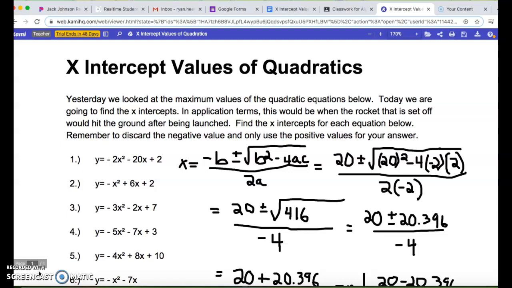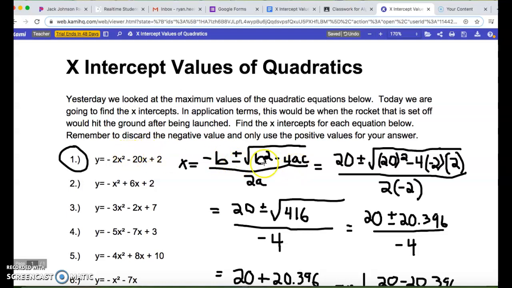All right, so I'll walk you through the first one. So number one here, we're going to take a look through and notice these are the same problems as yesterday. We're just going to use these to find x-intercepts now instead of the vertex, which is the maximum value. So x-intercept, quadratic formula, here it is. So do the whole negative b plus or minus the square root of b squared minus 4ac all over 2a.